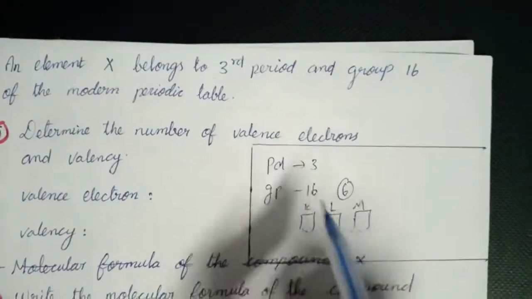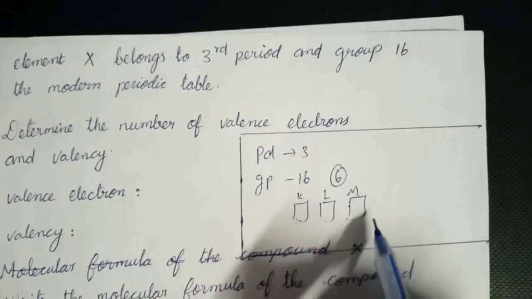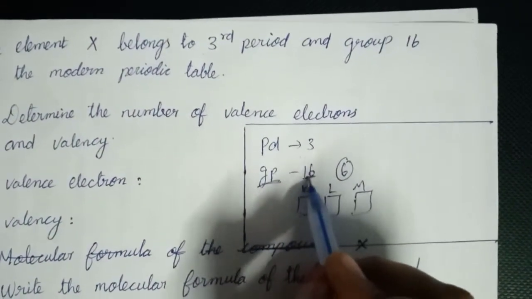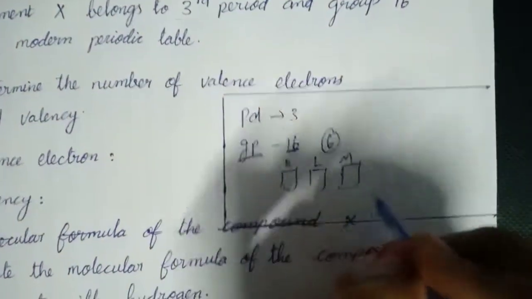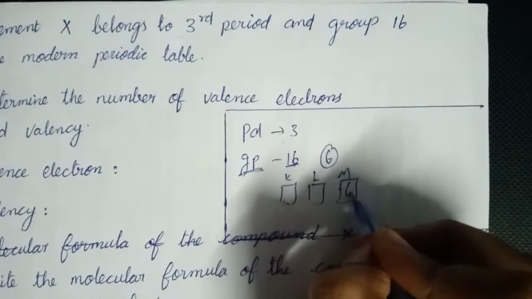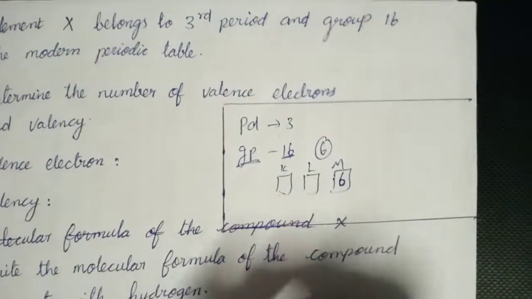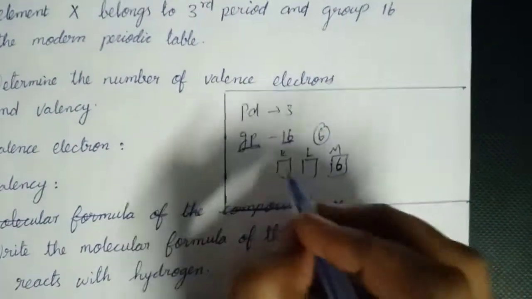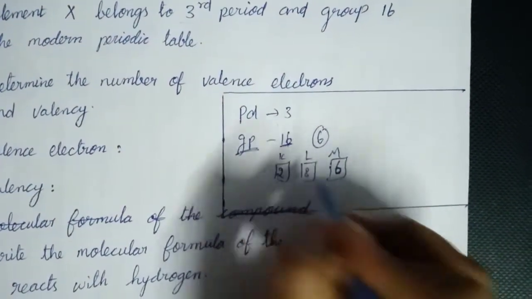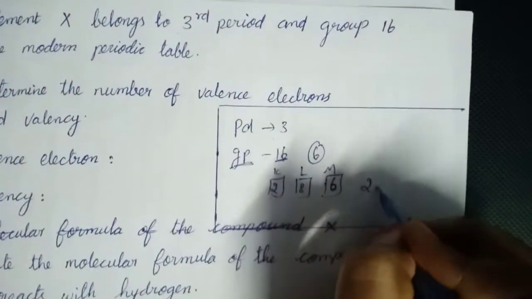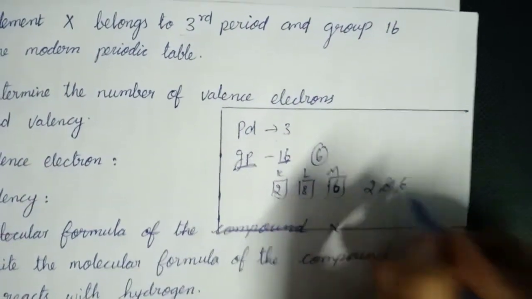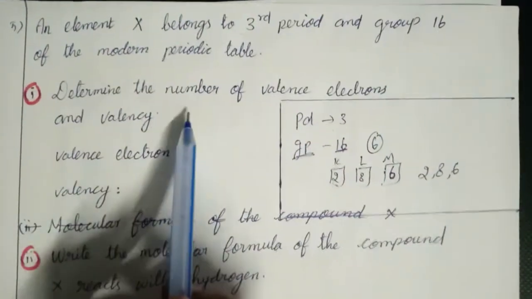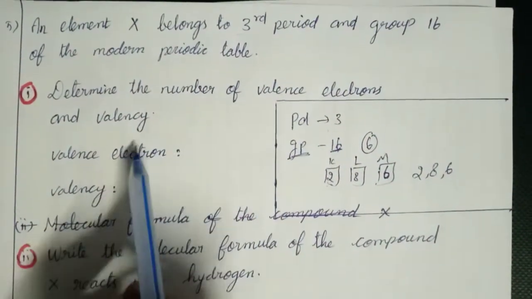Period 3 means it has 3 shells, and group 16 means it has 6 valence electrons. So in the last shell it has 6 valence electrons, and the first 2 shells must be completed. So 2, 8. What is the electronic configuration? 2, 8, 6.